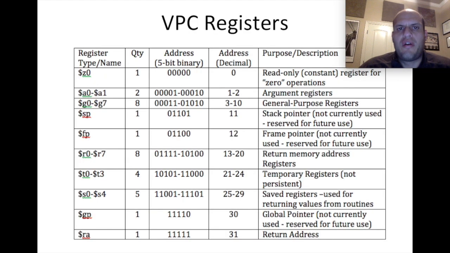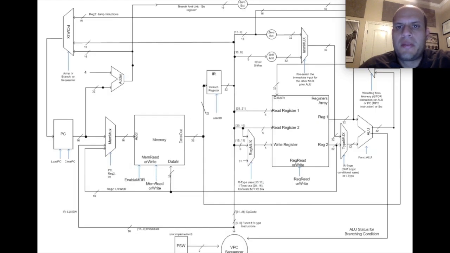Here I give a list of all the registers, pretty straightforward, 32 in total, number 0, the zero, and number 31, the return address. My block diagram, pretty standard again. I have the PC, the memory, the register file, ALU, and a bunch of muxes. And the VPC sequencer is a puppet master for all those components.